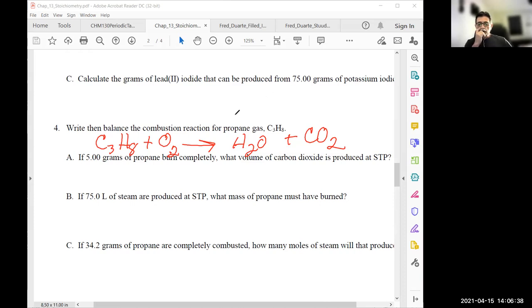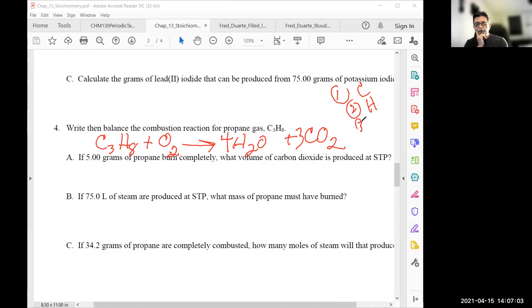Okay, now recall how we balance this. Number 1, you do the carbons first. So we got 3 carbons on the left side, we need 3 with carbon dioxide. Number 2, balance the hydrogens. We got 8 hydrogens on the left side, we got 2 on the right side, product side, so we put 4 to balance the hydrogen. So we got 8 and 8.